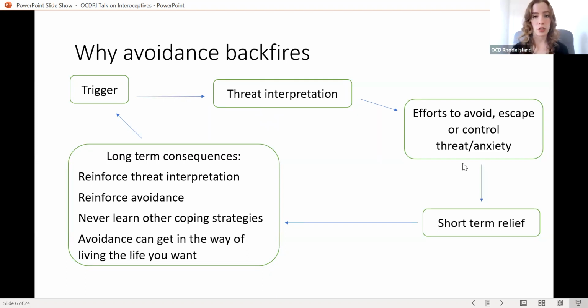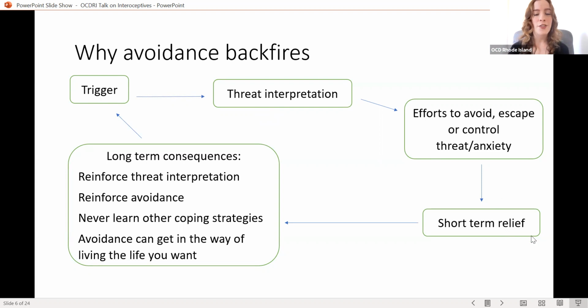So then, of course, you do something to avoid or control that feeling. And in this case, you'd probably go home and check your door and make sure that it was locked. But then if the thought comes back later, was I sure I locked it? Did I remember that correctly? Then you may check again.